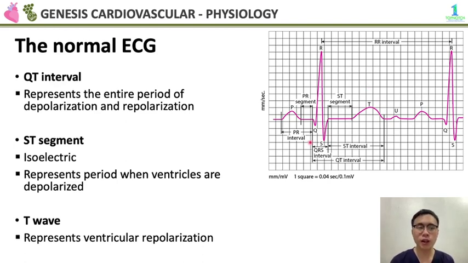So the QT interval, ito siya, will actually represent the entire period from depolarization to repolarization of the ventricle. Okay? So the ST segment over here is an isoelectric point. It represents a period where the ventricles are still depolarized, kasi bago pa mag-T wave, bago pa mag-repolarize. The T wave represents relaxation of the ventricles, and then you start another cycle.